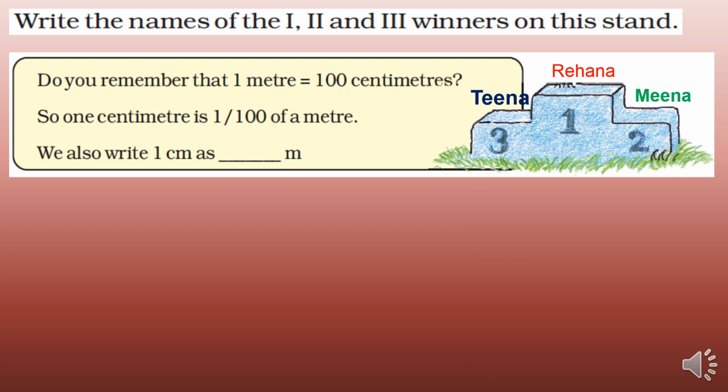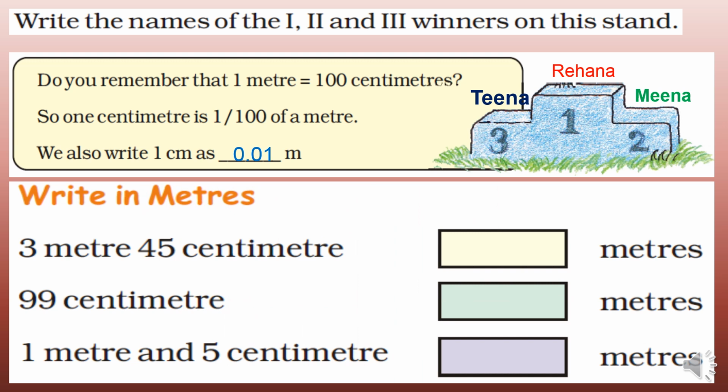Do you remember that 1 meter is equal to 100 centimeter? So 1 centimeter is 1 upon 100 of a meter. We also write 1 centimeter as 0.01 meter. So write in meters. 3 meter 45 centimeter, we can write it as 3.45 meters. 99 centimeter, we can write it as 0.99 meters. And 1 meter and 5 centimeters, we can write it as 1.05 meters.